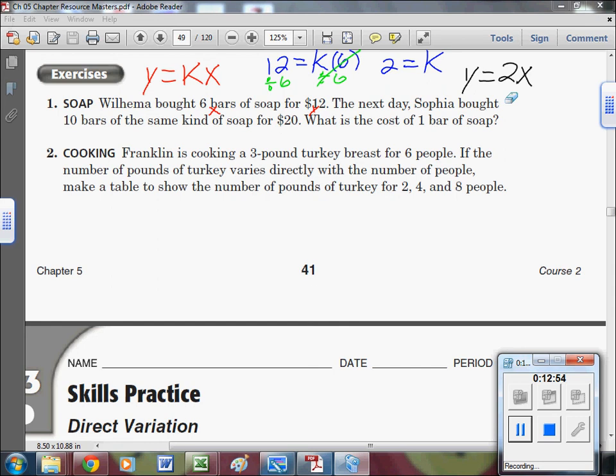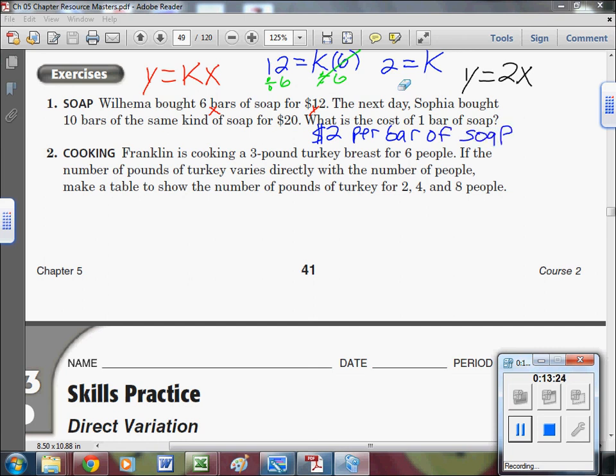It also says, what is the cost of 1 bar of soap? Well, let's see. We just found out k was 2. Remember, k is the constant rate, the constant variation, otherwise known as the constant rate of change for direct variation. So 2, that's what it is. That's how much 1 bar of soap is. 1 bar of soap is $2. In this question, that may have made sense. You may have realized that. So $2 per bar of soap.